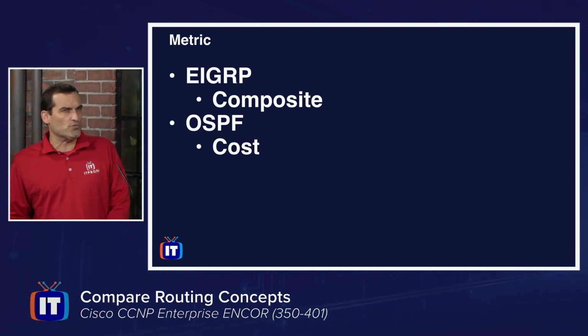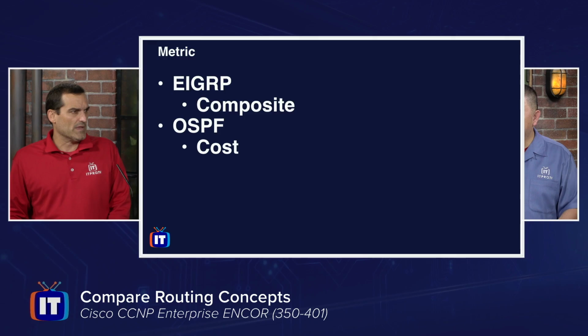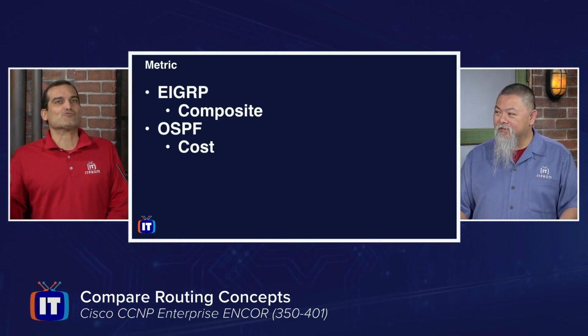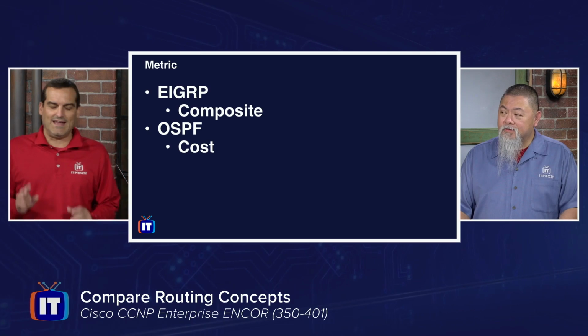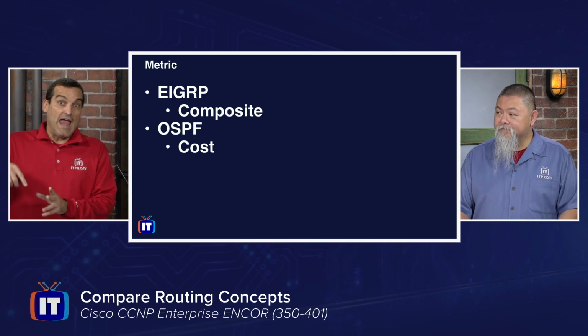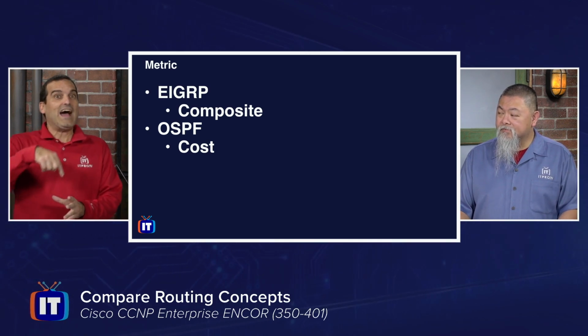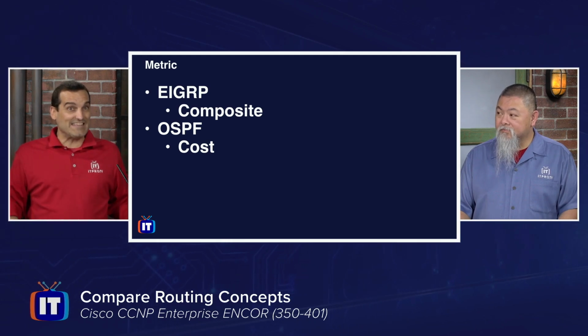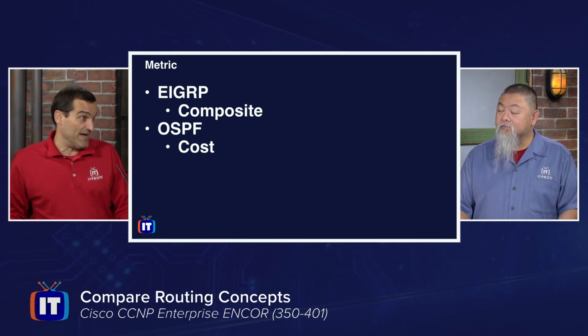What is it? Auto cost reference bandwidth or something? Yeah. It's a big long mouthful. I don't remember the actual command. Yeah, auto-cost reference-bandwidth is what it is. And so you go in, you manipulate this value, and then it affects how the cost is calculated from the actual bandwidth values.